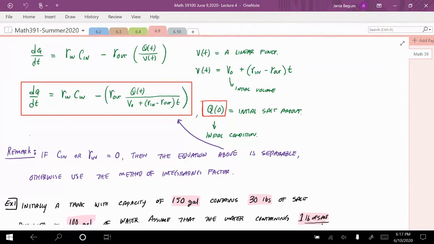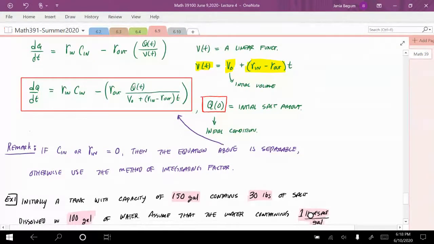Q is the amount, V is the volume, and if the rate in and rate out are different, that means the volume is a linear function that is going to change. So we then determine this formula for V of t: initial volume plus the rate in minus rate out, which will be your slope, times t. So then we have this equation, dQ/dt is equal to R_in times C_in minus R_out times Q of t over V_0 plus the slope times t, with the initial condition Q of 0. Any questions?